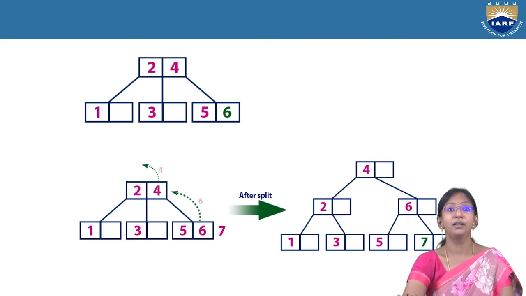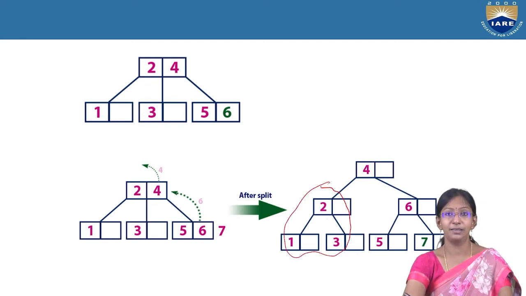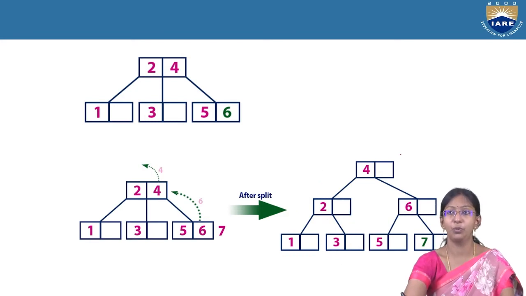Please check whether your search property is prevailing or not. Okay, so 1 is less than 2, 3 is greater than 2. Very good. Coming to 4, 1, 2 and 3 are less than 4. Left side property is prevailing. Coming to the right side property, 5, 6, 7 are greater than 4. Even this property is prevailing, not a problem.